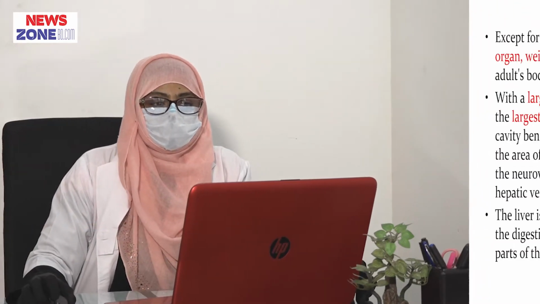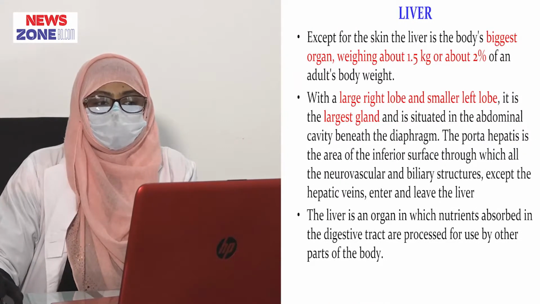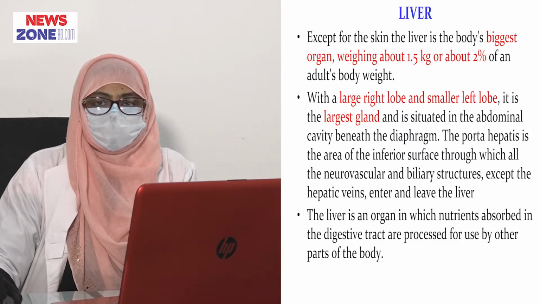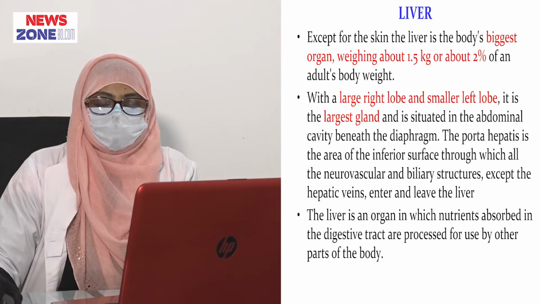Today I am going to discuss the histological structure of the liver. So, the liver is the biggest organ with a large right lobe and a smaller left lobe. It is the largest gland and is situated in the abdominal cavity beneath the diaphragm.